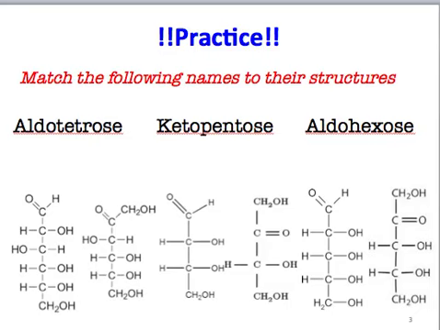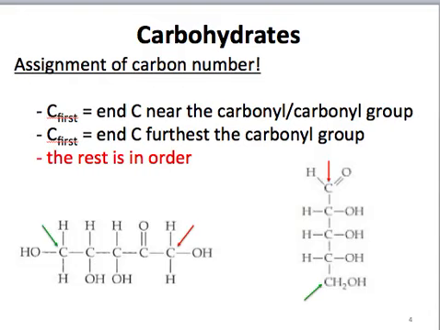Let's practice which aldotetrose, ketopentose, and aldohexose are. Let's move on to how the number of carbon is allocated in monosaccharide molecules. The carbon number 1 is at the end of the molecules where the ketone or aldehyde group is. The other numbers are arranged in order, like these molecules. C1 is at the red arrow pointing. Likewise, this molecule is the same.